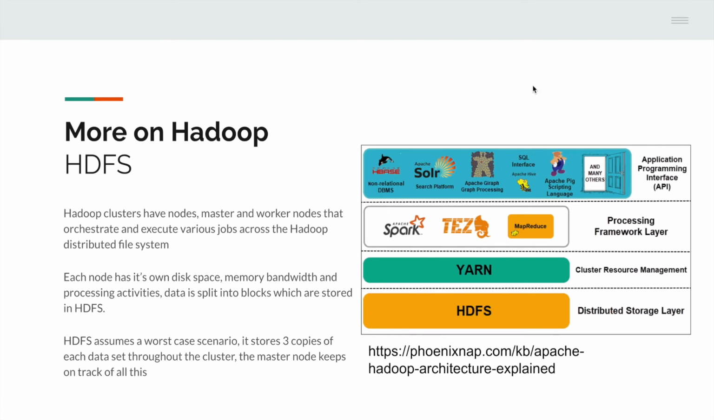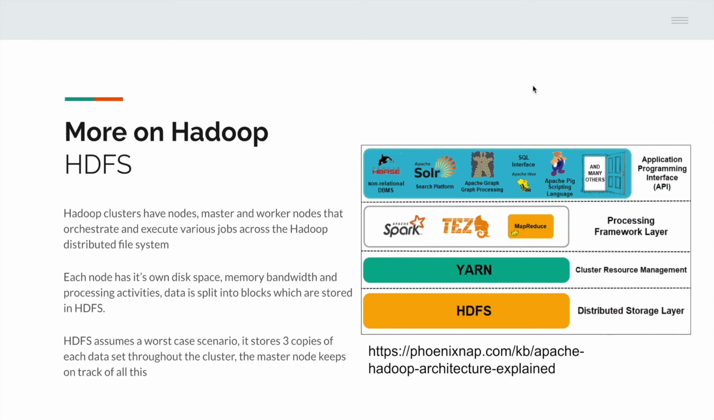Hadoop clusters have master and worker nodes, and as you can imagine, worker nodes do all the work of processing your data, and master nodes choreograph all of it. These master and worker nodes orchestrate and execute various jobs across the entire Hadoop Distributed File System. Each worker node, for example, has its own disk space, memory bandwidth, and processing activities, and data is split into blocks which are stored in HDFS. HDFS assumes a worst case scenario. It stores 3 copies of each dataset throughout the cluster. The master node keeps track of all of this.